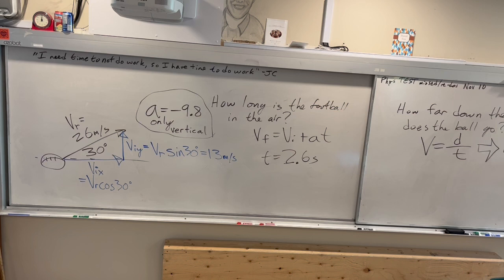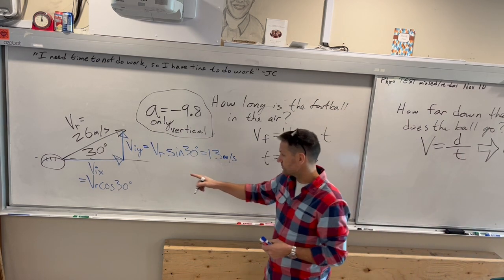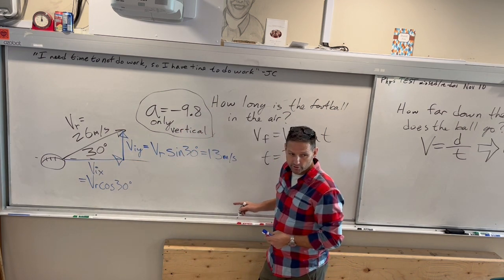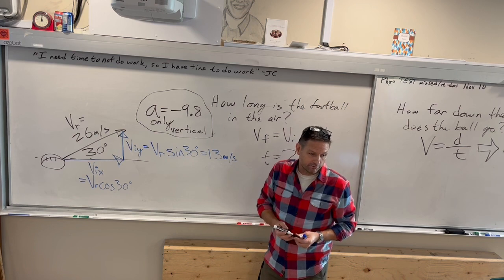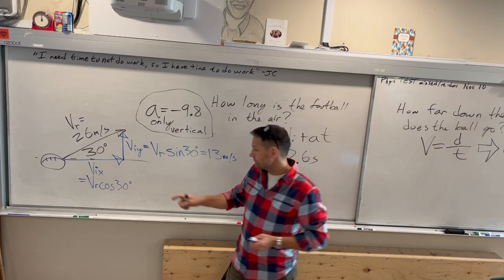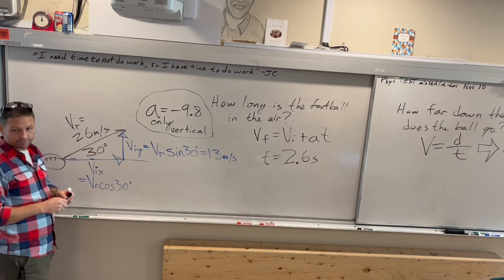Are Vix and Vfx, the initial horizontal velocity and the final velocity, different? No, because it's constant. They're the same. This number will never change. It'll stay the same all the way through. So you don't even have to worry if it's initial or final because it's the same number. But we have to calculate this, so what is this? 22.5? Yeah.